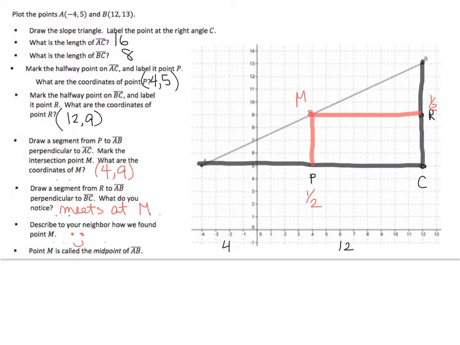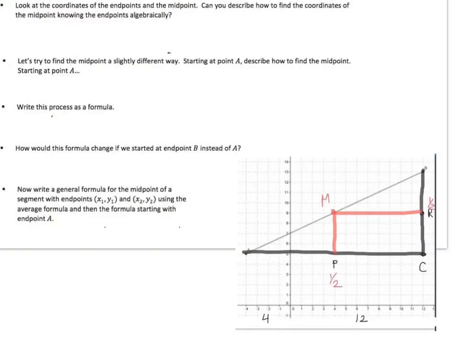So point M is called the midpoint of segment AB. This is important. That's why it's italicized. So you might want to write that down. Midpoint is halfway between points A and B. Cool? All right, let's move on. All right, we aren't done yet, though.